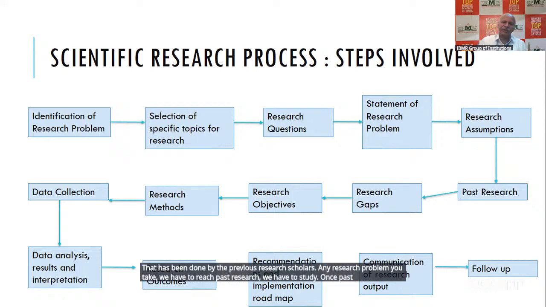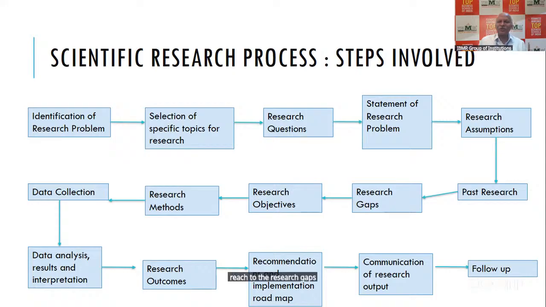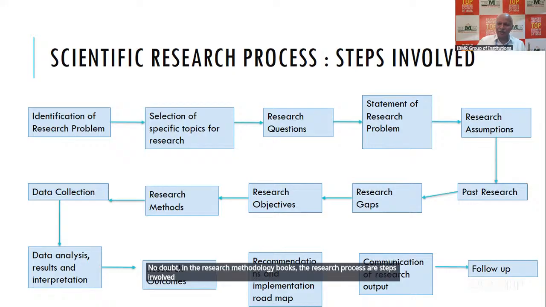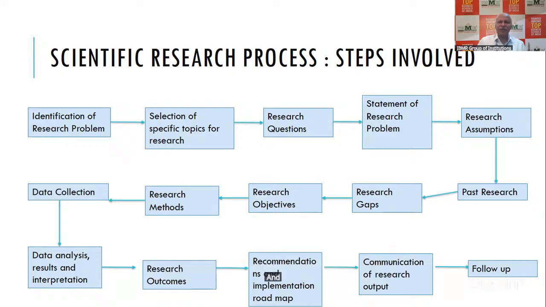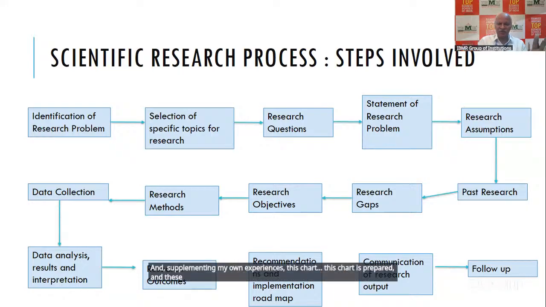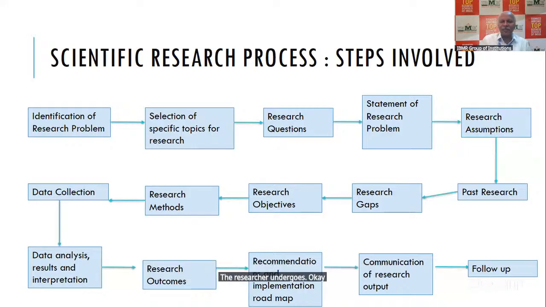Once past research has been studied, then we have to reach the research gaps. See the process, how it is flowing. No doubt, in the research methodology books, the research process or steps involved have been explained. But based on all the literature or resources and supplementing my own experiences, this chart is prepared, and these are the actual steps the researcher undergoes. Okay, research gaps. In one sentence, how do we define research gaps?